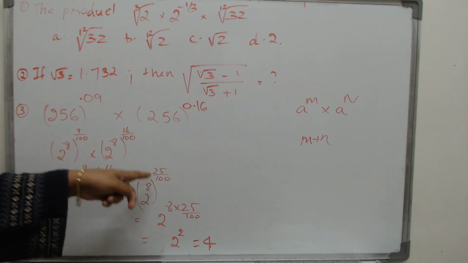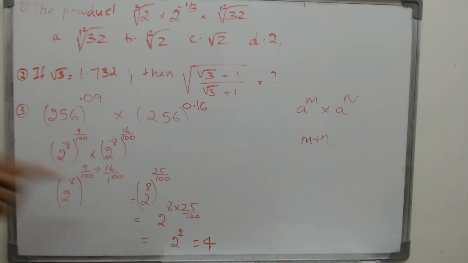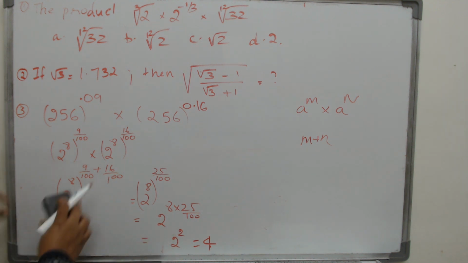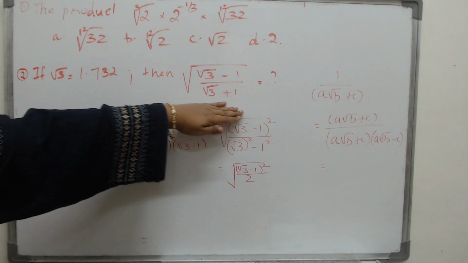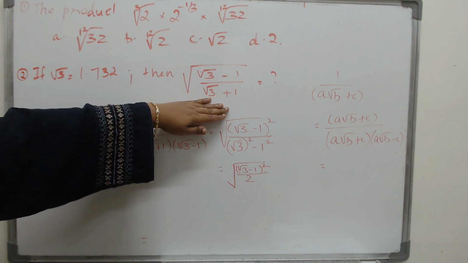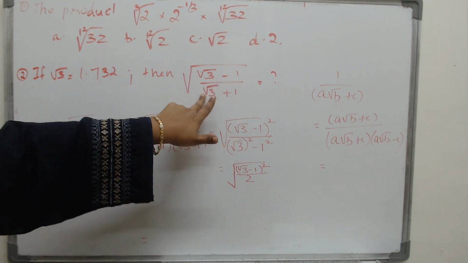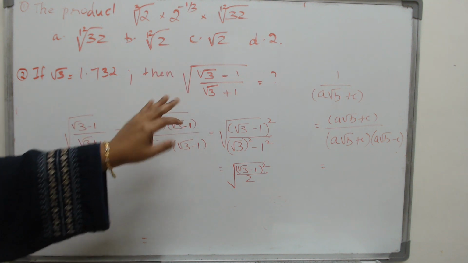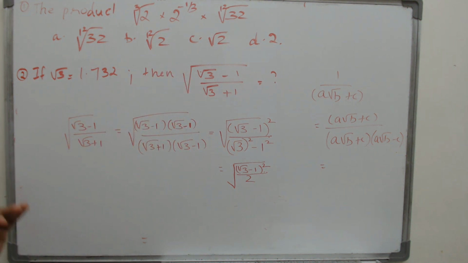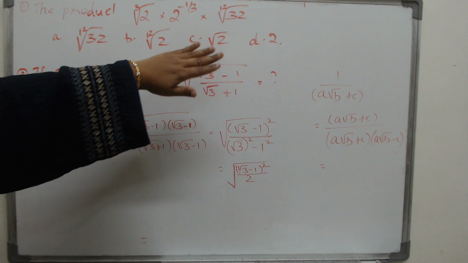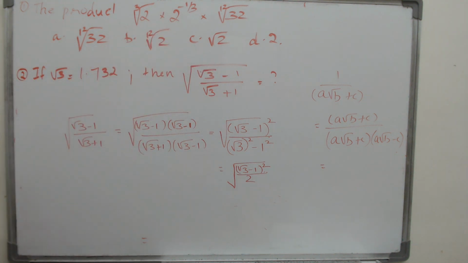25 by 100. Again, using the law of exponents, your answer will be what? It will be 2 raised to 2, which is 4. Now look at this question here. What is the problem with this? In the denominator you have an irrational number. That is not acceptable. Having an irrational number in the numerator is fine, but not in the denominator.